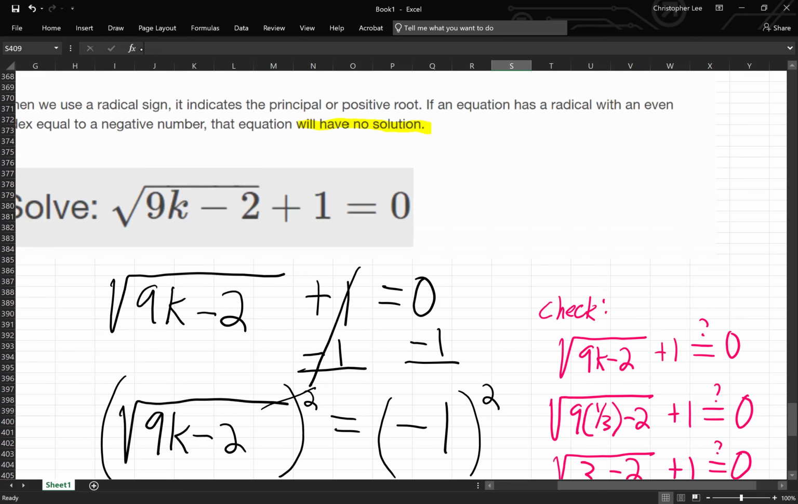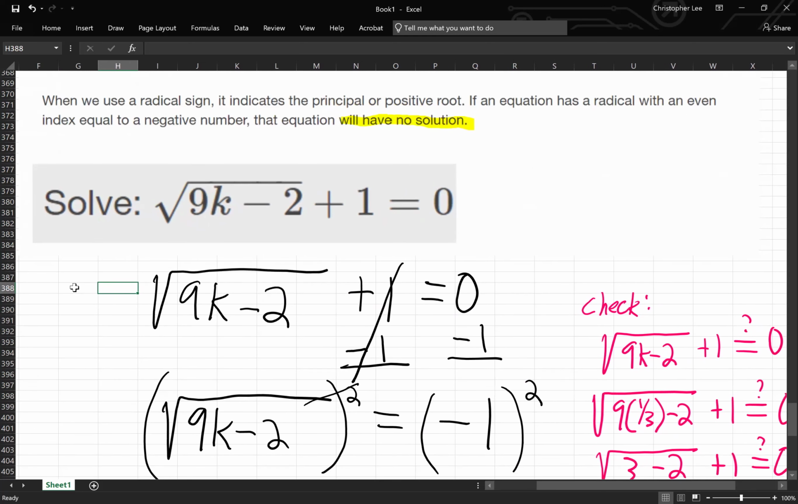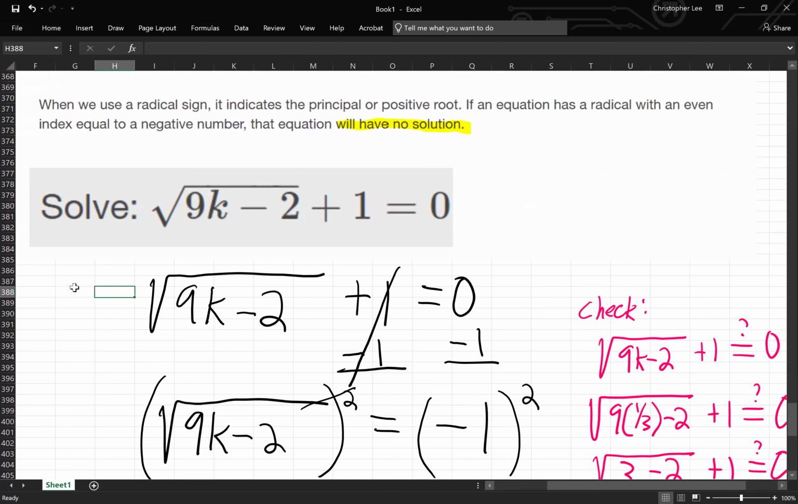Or if you want to memorize the sentence up here, let me pull that to the side. I'll fix that in a second, right? When we use a radical sign, it indicates the principal or positive root. If the equation has a radical with an even index equal to a negative number, that equation will have no solution. You can memorize that, or you just go through the whole process. You plug in your answer and you verify that it works or doesn't work. That's it. Your choice.